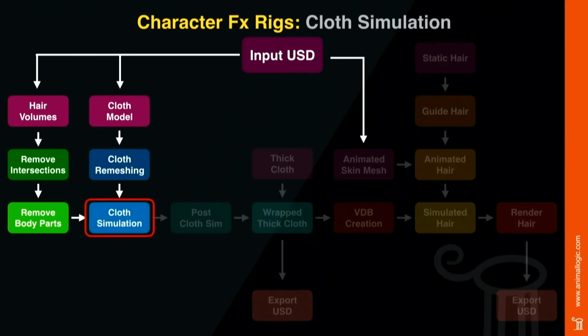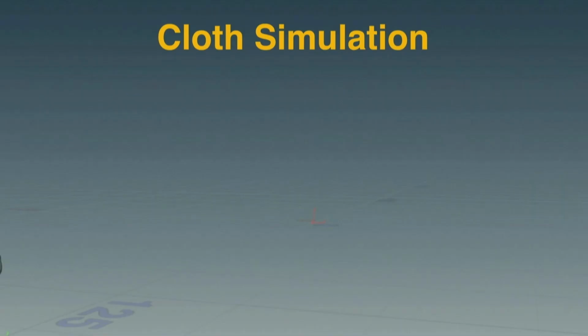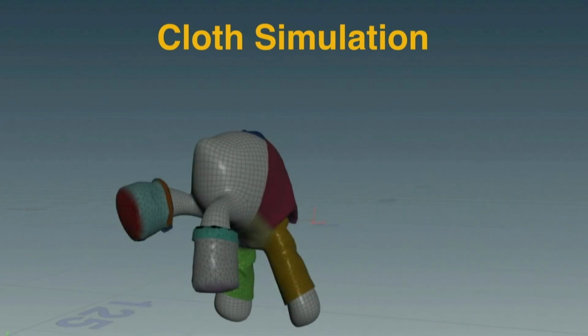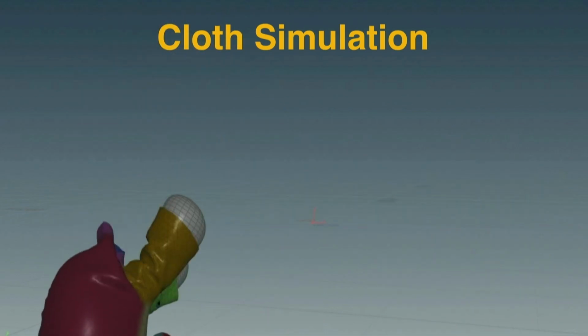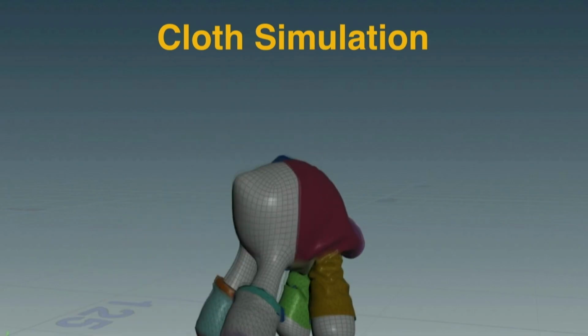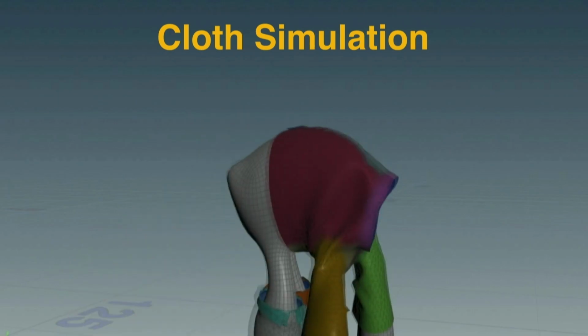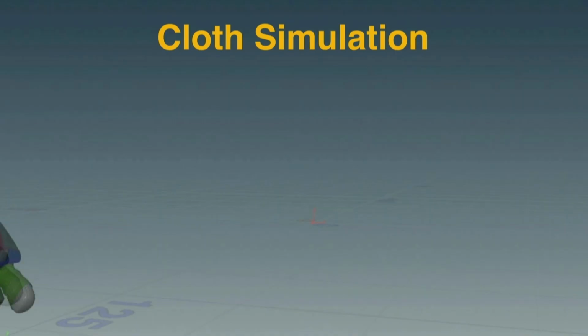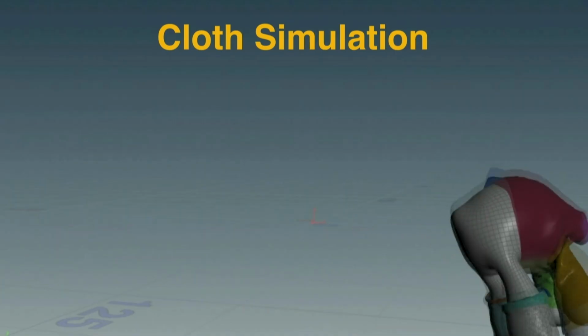Once we have that, we move on to the cloth simulation itself. And we've done this in Vellum or Carbon, depending on the project. And it's important to note, by cutting away that volume geo, it really let us get a good simulation with a wide variety of inputs, as long as we got rid of those intersections.